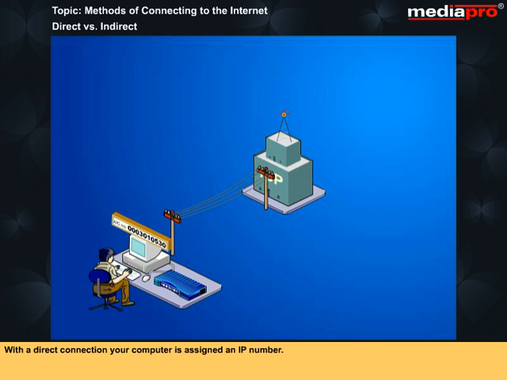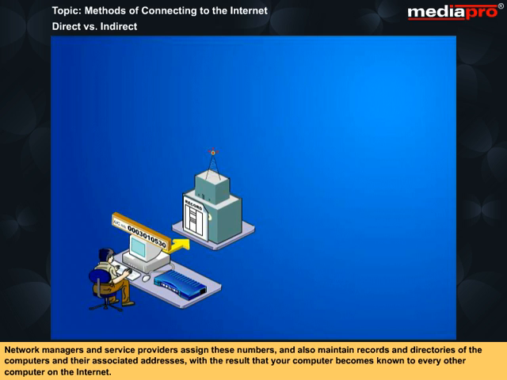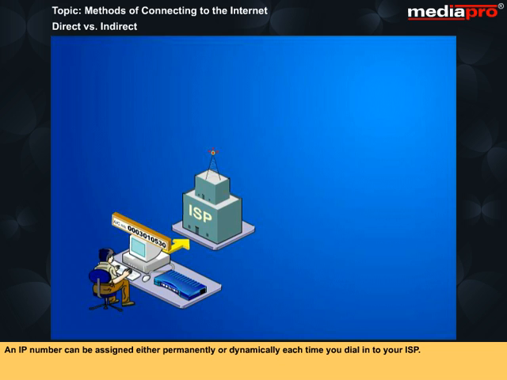With a direct connection, your computer is assigned an IP number. The unique IP number assigned to each computer is its address on the internet. Network managers and service providers assign these numbers and also maintain records and directories of the computers and their associated addresses, with the result that your computer becomes known to every other computer on the internet. An IP number can be assigned either permanently or dynamically each time you dial into your ISP.